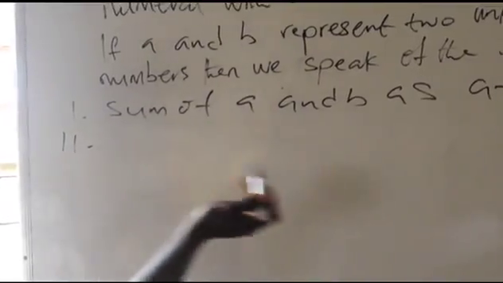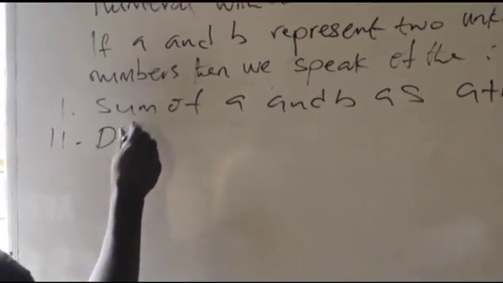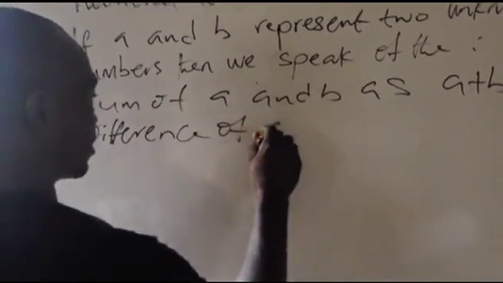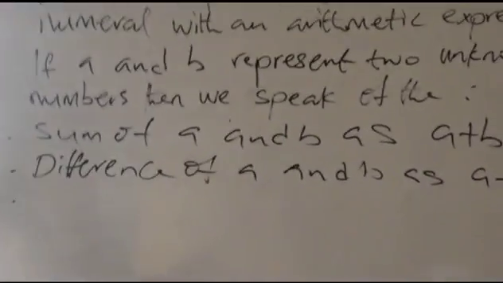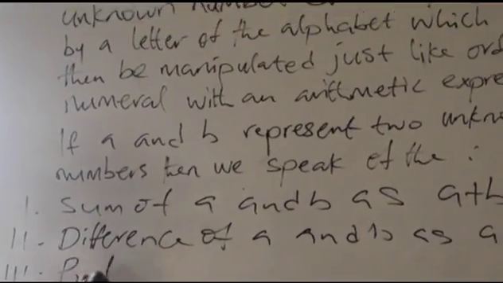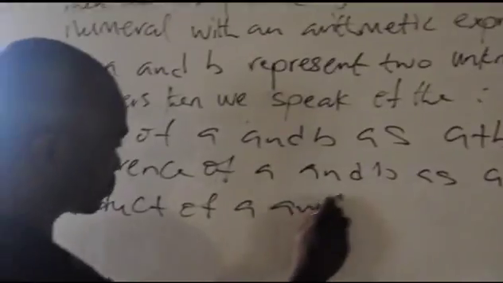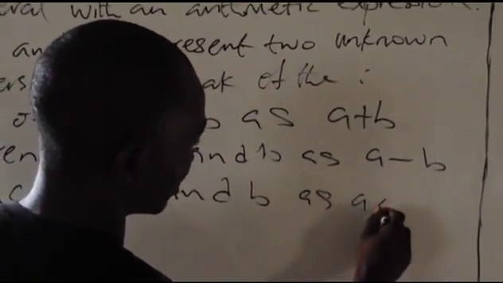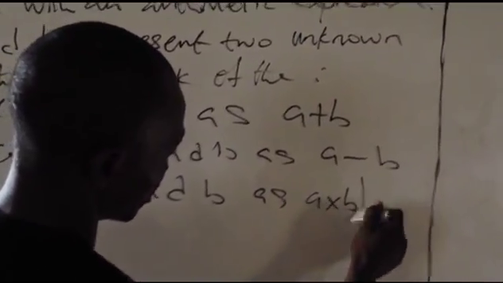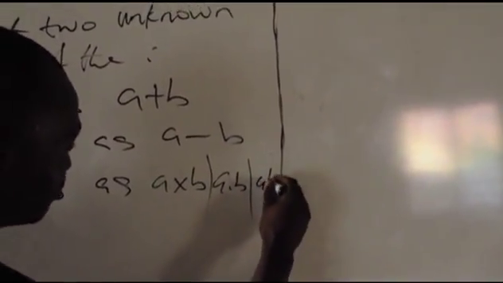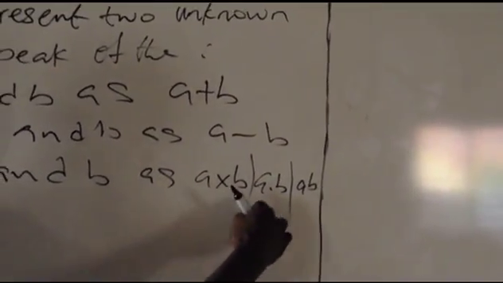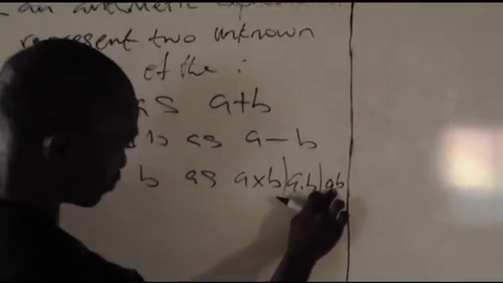So the same way we use this plus sign on numerals, so we also use it on the letters of the alphabet. Secondly, if A and B represent 2 unknown numbers, then we speak of the difference of A and B as A minus B. If A and B represent 2 unknown numbers, then we speak of the product of A and B as A times B, or A dot B, or AB. A times B and A dot B are the same thing, and AB is a short form of writing A times B.